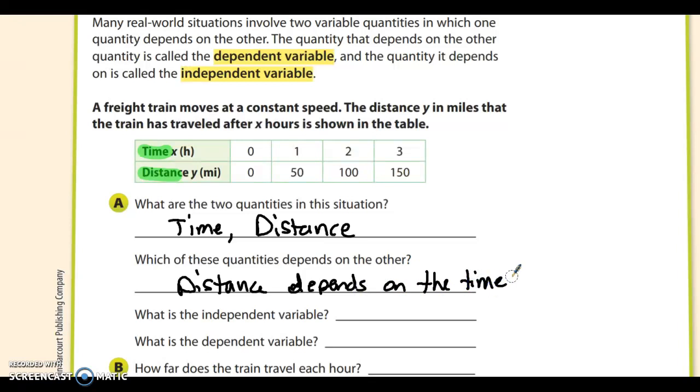And so what is the independent variable? Well, time is. And if we wanted to call it x or y, we'd call it x. And what is the dependent variable? It's the distance, the y value. All right, so let's go ahead and move on to the next part, part B.